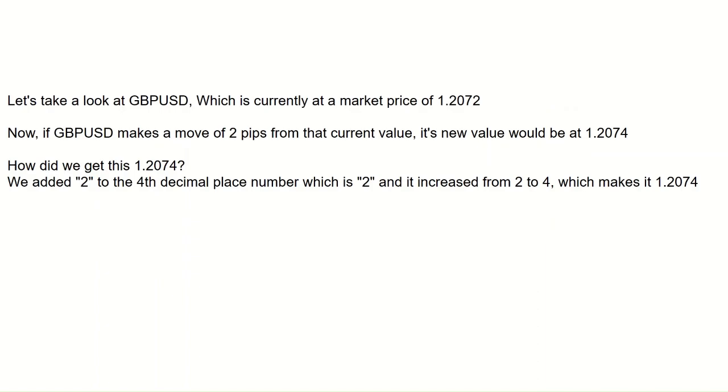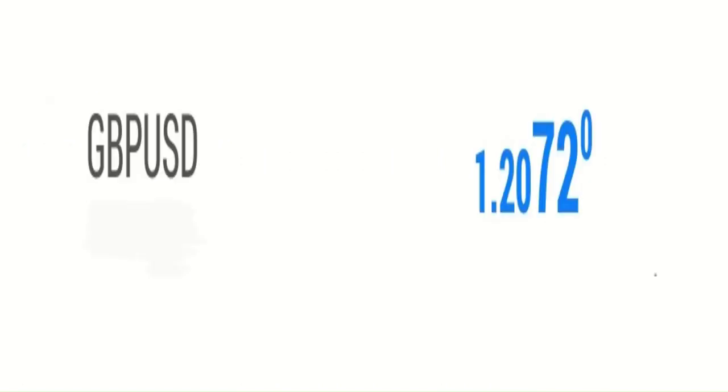Now let's get into the calculation. So it is currently at a market price of 1.2072. Now, if GBP/USD makes a move of 2 pips from the current value, its new value will become 1.2074. Like we explained earlier in EUR/USD, when it made a movement of 1 pip, we added the 1 pip to the fourth decimal place.